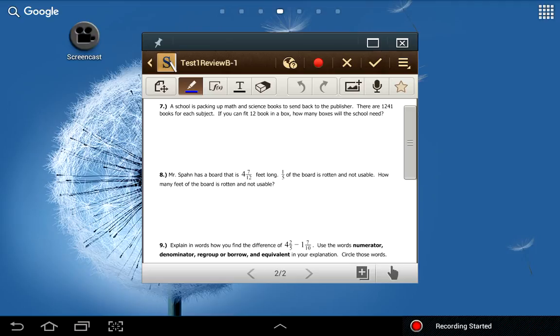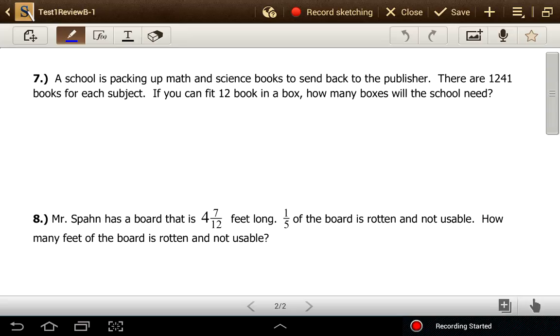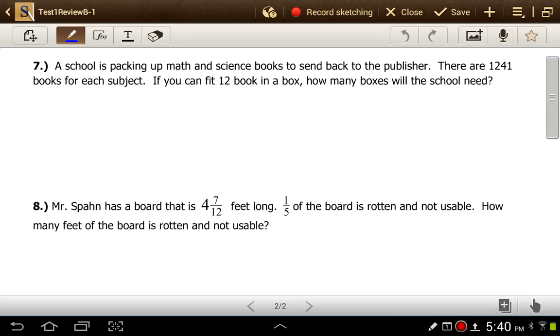Okay, here's our second page, page 2 of our math test review B, math test 1. The school's packing up math and science books to send back. There are 1,241 books for each subject. If I can fit 12 in a box, how many boxes do I need?